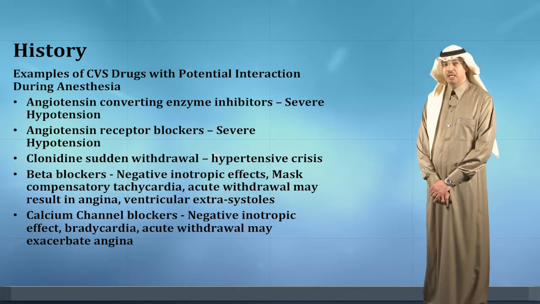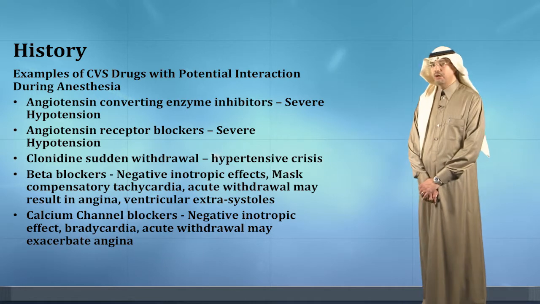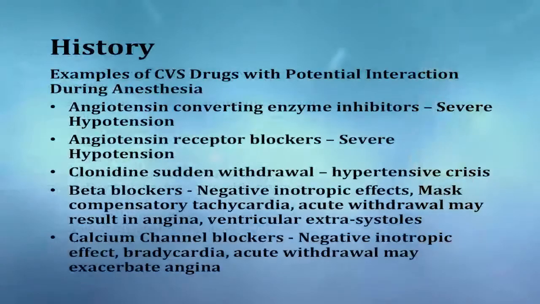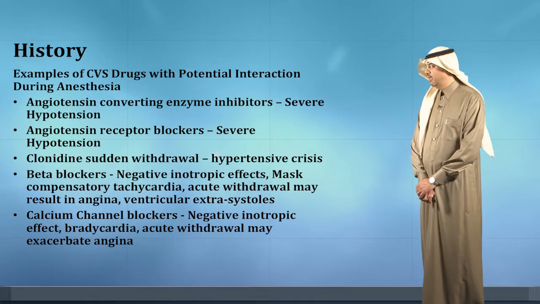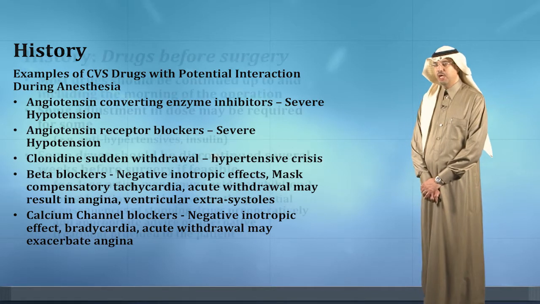Examples of cardiovascular system drugs with a potential interaction during anesthesia are the angiotensin converting enzyme inhibitors, which might lead to severe hypertension. The same is true for angiotensin receptor blockers. Clonidine sudden withdrawal can lead to a hypertensive crisis. Beta blockers have a negative inotropic effect, and they mask compensatory tachycardia. And the acute withdrawal of these medications may result in angina or ventricular extrasystoles. Calcium channel blockers also have a negative inotropic effect. They might lead to bradycardia, and the acute withdrawal of these medications can exacerbate angina.